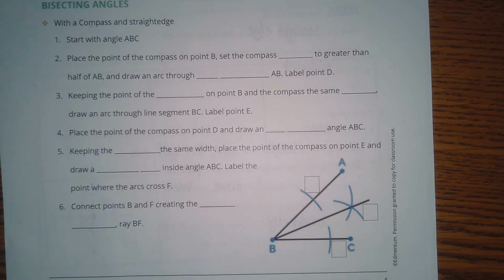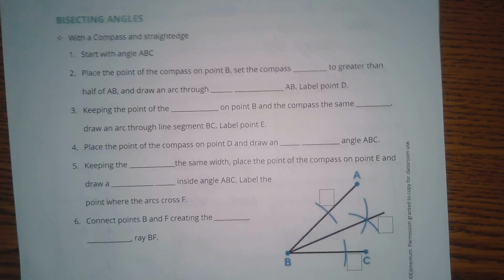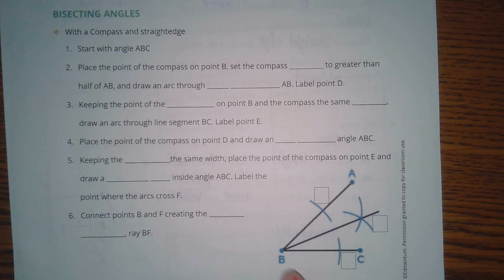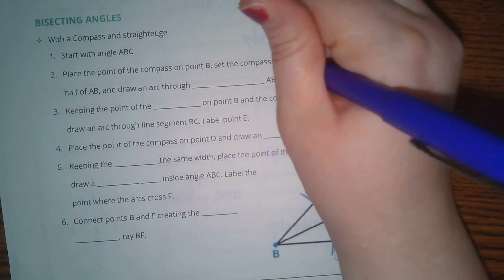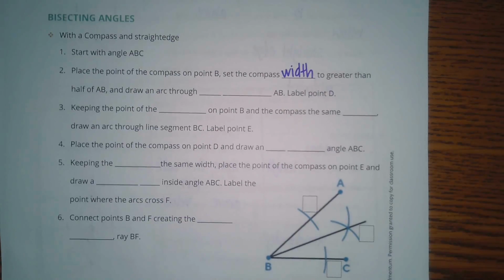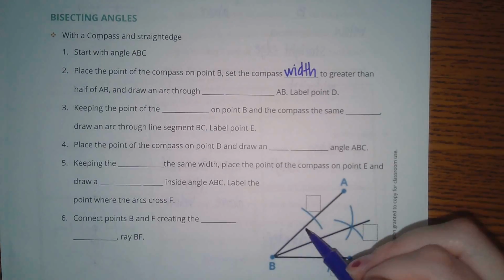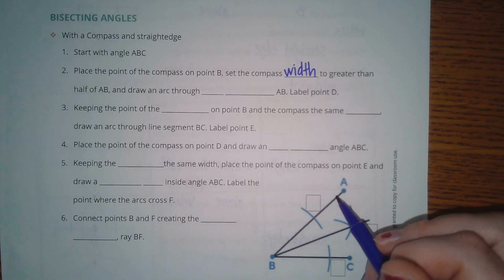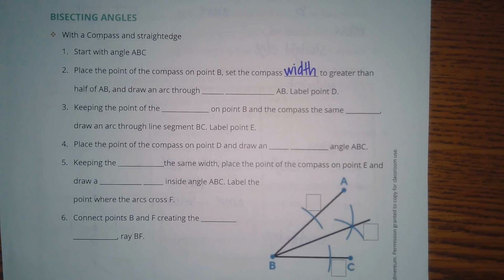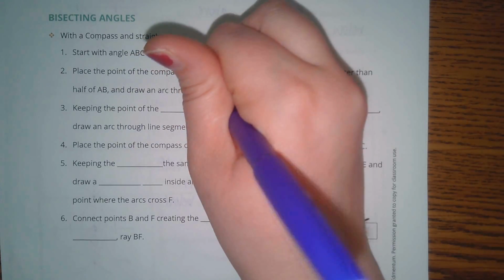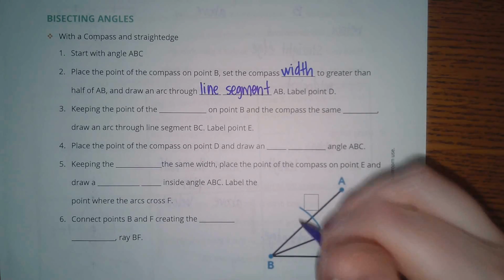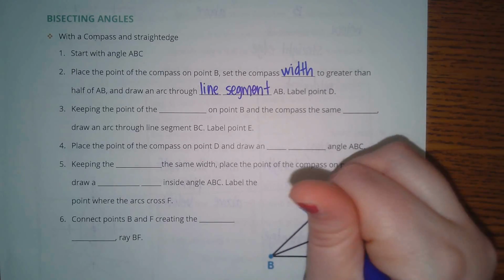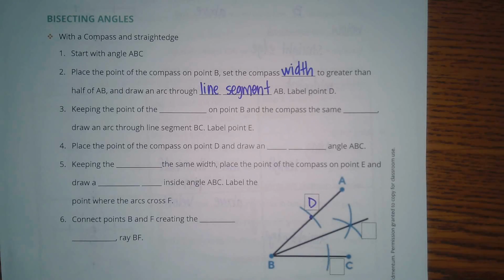So we're going to start with angle ABC, which you can see down in this photo. I'm going to place the point of the compass on point B, and I'm going to set the compass to a width greater than half of AB. And so half of AB would maybe be like over here. I want it greater than half. Now I'm going to draw an arc through line segment AB, and I'm going to label that D, this point here.